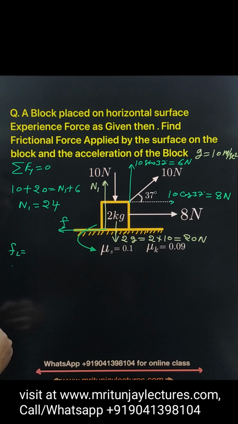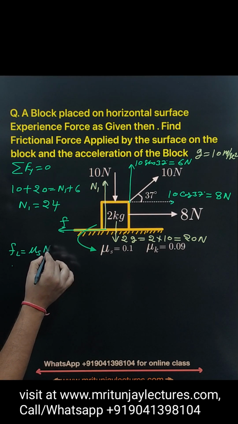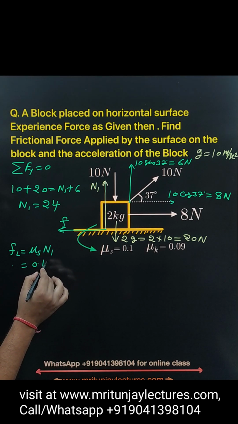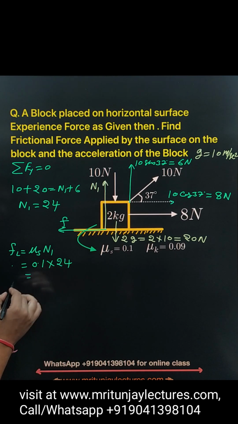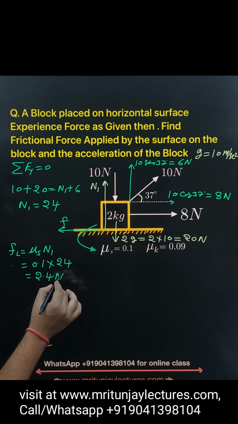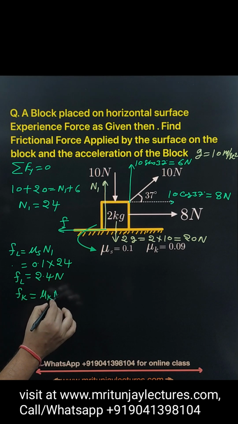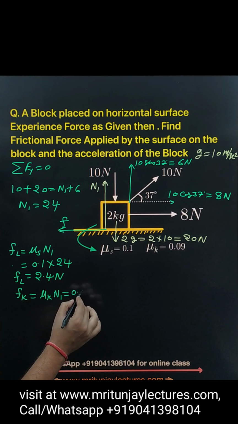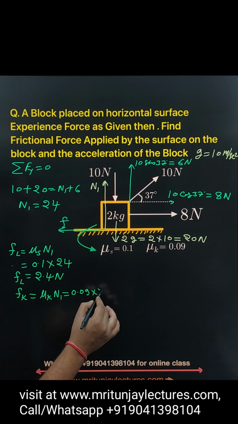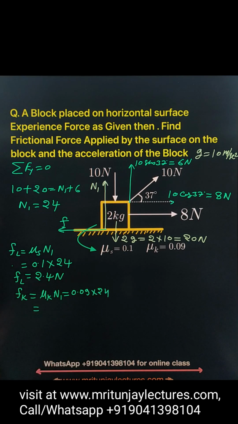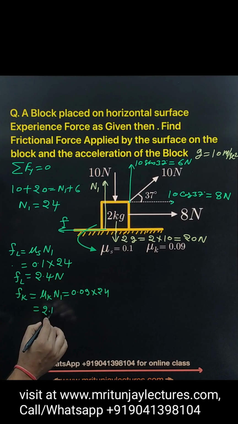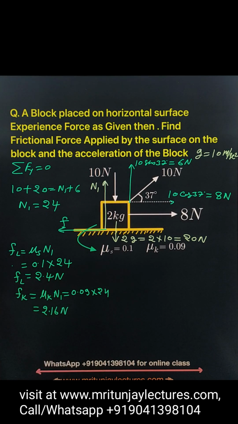FL means limiting frictional force. That is mu s into N1. Mu s is how much? 0.1, and N1 is 24. That is how much? 2.4 Newton. That is FL. What about Fk? Mu k into N1. Mu k is 0.09 and N1 is 24. So simply you can say 24 into 0.09, that is 2.16 Newton. Okay, that is kinetic friction.